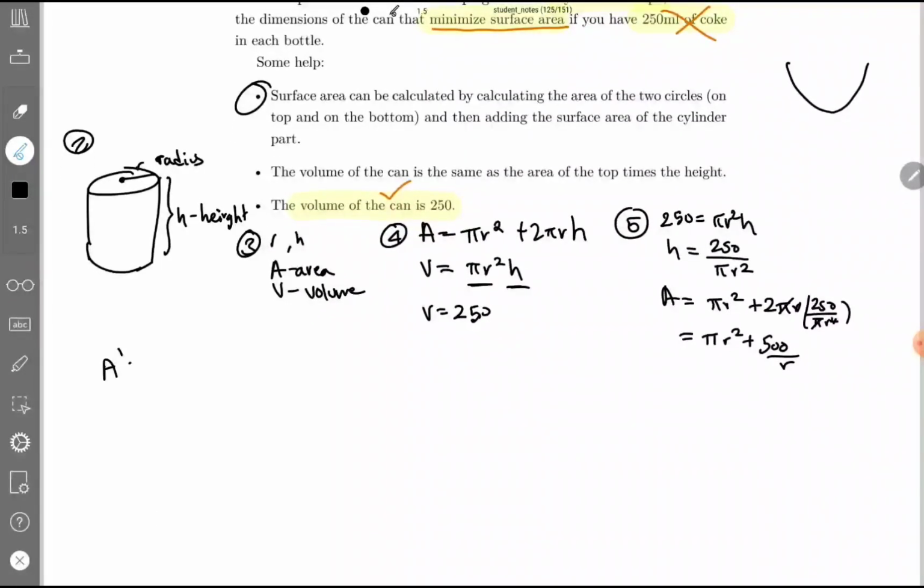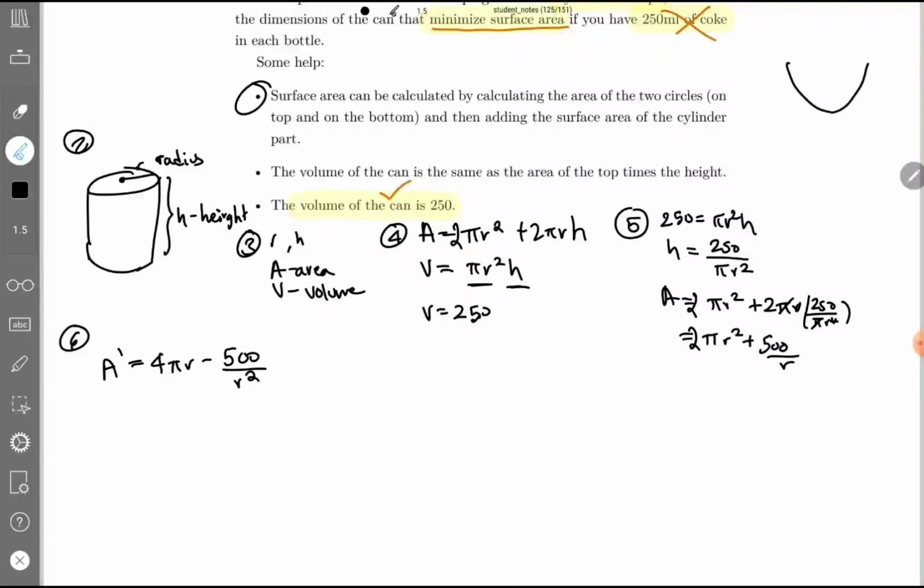So what you should have gotten is A prime. So this is part 6. A prime should have been 2 pi r. Wait, this is off. This should be 2, because we have 2 circles, one on top and one on the bottom. So that was my fault. Sorry. God, none of you told me. No, I'm joking. So we have 4 pi r, because the 2 comes in front. And then here we have minus 500 over r squared. This is what you should have had.